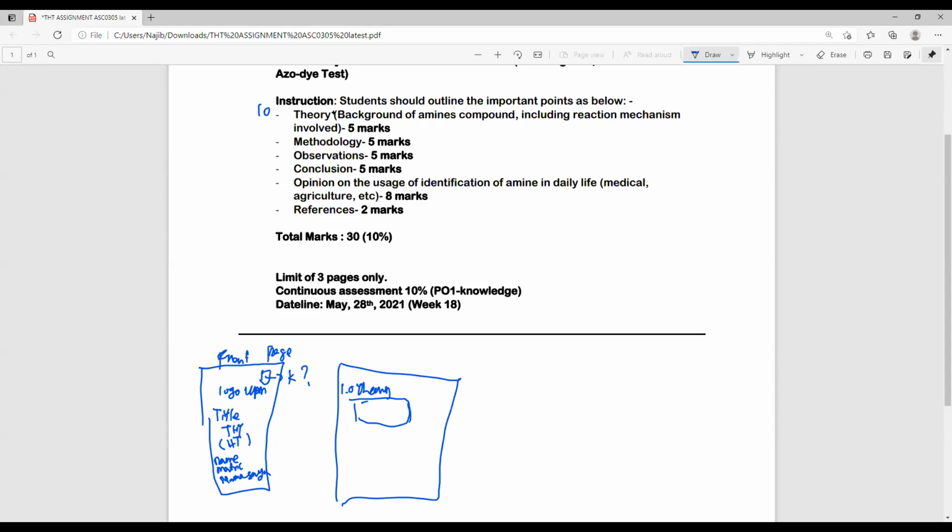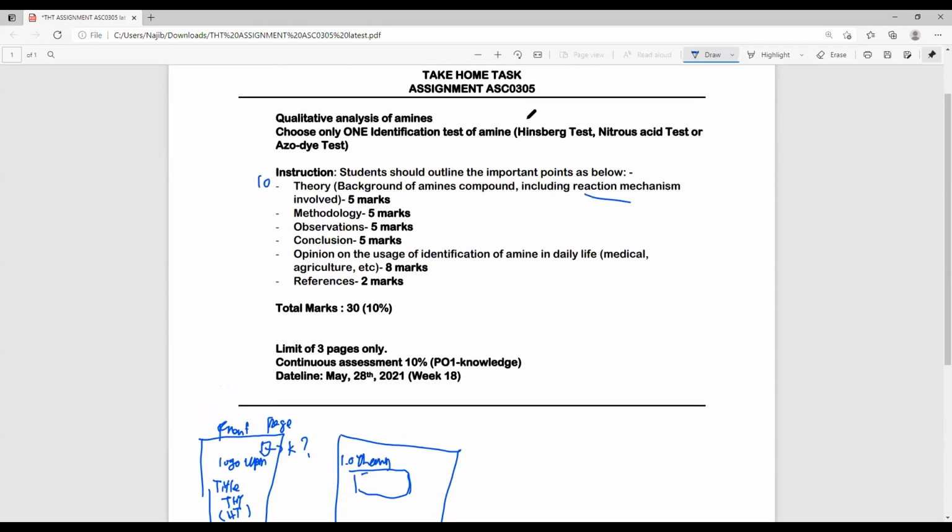Yang ni boleh tengok reaction yang melibatkan test tersebut. Reaction apa? Kalau ada mechanism, tunjuk mekanisme. Kalau tak ada mekanisme, tak payah. Kalau ada jumpalah mekanisme yang melibatkan Hinsberg test ni. Cukup untuk tunjuk reaction pun sudah. Okay, yang ni background of amine. Ceritalah about amine. Amine ni apa dia. Tengok dalam buku buku modul tu pun boleh, tak ada masalah. Okay, search online pun boleh.